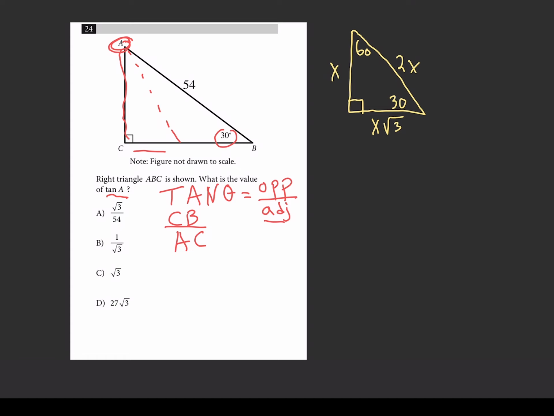So we've got opposite of 30 is the x, that's going to be half of the hypotenuse here. Therefore, in our situation, I'm going to have half of 54 is going to be 27, that's going to go there. And then the opposite of 60 is that x times square root of 3. So I'm going to have this 27.